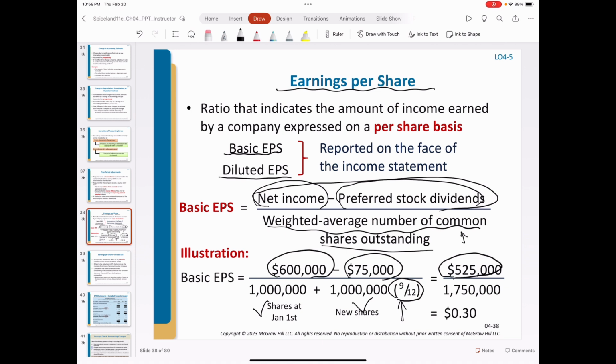If the new shares were issued at the end of the year, it was 12 over 12. If in the beginning of the year, it will be 0 over 12. That means we won't count these new shares if they are issued in the beginning. So the weighted average number of shares this year is 1,750,000. So the basic earnings per share is 30 cents per share.